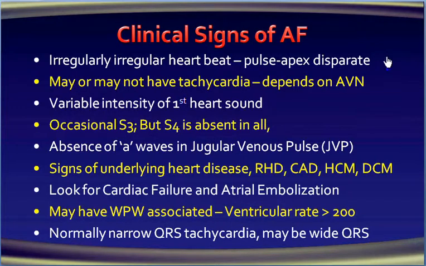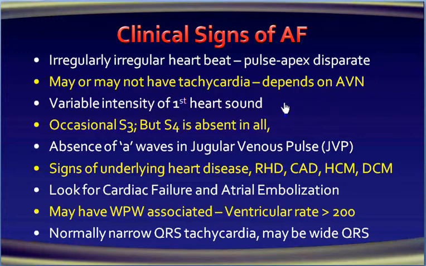The clinical signs of atrial fibrillation are as follows: irregular heartbeat, the pulse apex disparate, that means there will not be any synchrony between the pulse and the apical thrust. Patient may or may not have tachycardia. Usually they have some degree of tachycardia, but if the AV nodal conduction is much slowed down, then they may have even bradycardia. It depends on the AV nodal conduction of the impulses.